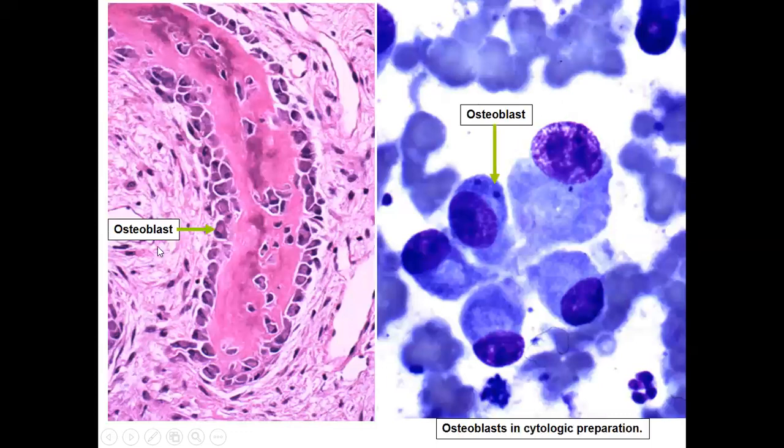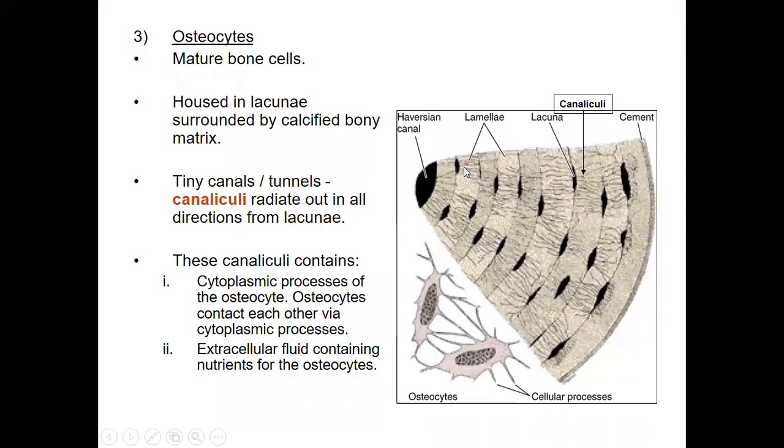You can see the same picture that I showed you just now. The osteoblast is basophilic in color due to the abundance of rough endoplasmic reticulum, and it is located on the surface of the bone. Now I'm going to move to the next type of cell, the osteocyte. The osteocyte is a mature bone cell. It is located inside the lacuna. Here, inside the lacuna, we have the osteocyte.